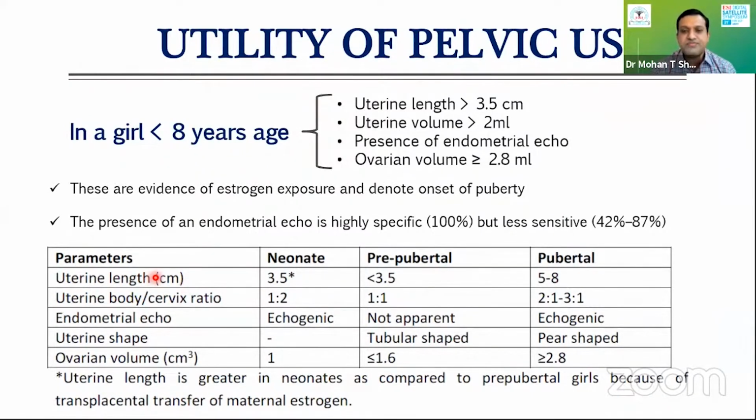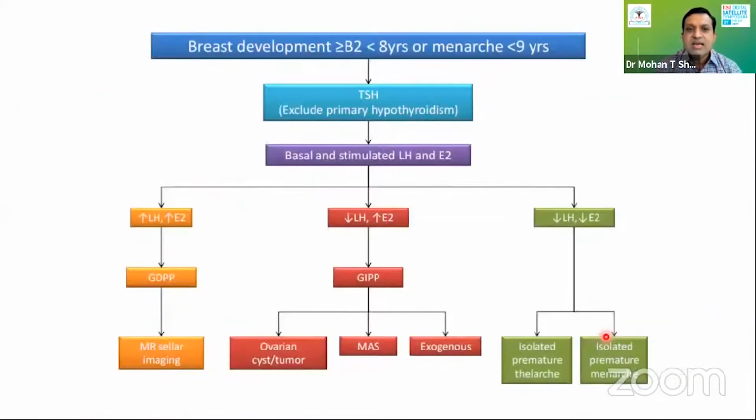So in a nutshell, breast development more than B2 at less than 8 years of age, or menarche less than 9 years. First, exclude primary hypothyroidism, then go for a stimulated or baseline LH and estradiol test. Once LH is increased and estradiol is increased, there is definite evidence of a gonadotropin dependent cause, so go for MRI imaging of the sella. If LH is decreased with estradiol increased, it shows a peripheral cause. Just rule out ovarian cyst or tumor, McCune-Albright syndrome, and exogenous causes. Decreased LH with decreased estradiol suggests benign causes.